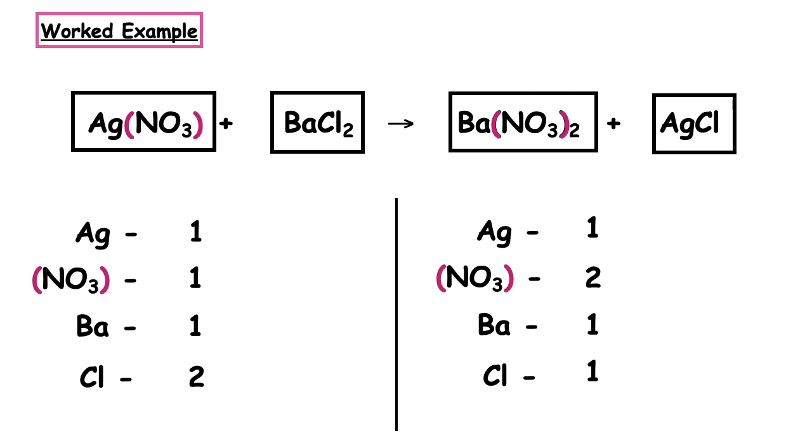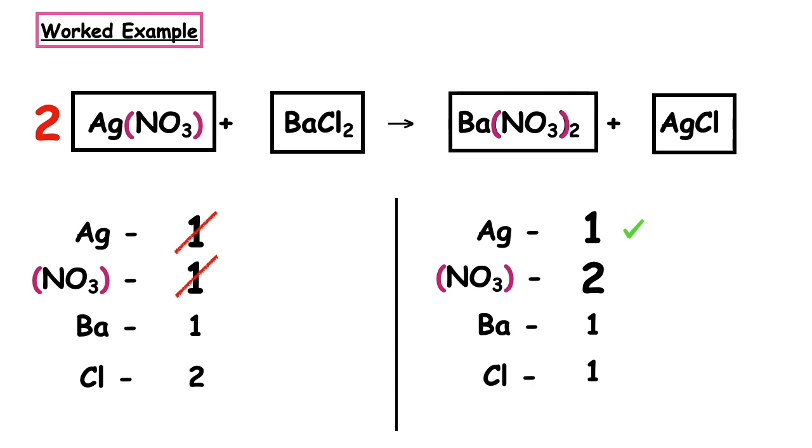So now we're going to check our shopping list. On the left hand side, how many silvers do we have? We have 1. On the right hand side, how many do we have? We have 1. They balance, so we can tick them off. Nitrates, on the left hand side, we have 1. On the right hand side, we have 2. These don't balance. What do I do to 1 to get to 2? I multiply by 2. So I need to put a big 2 in front of the silver nitrate.